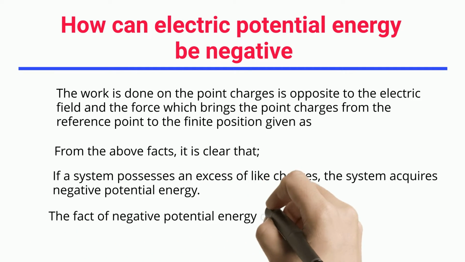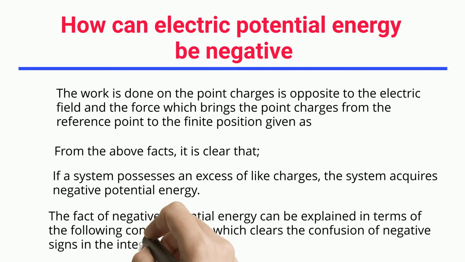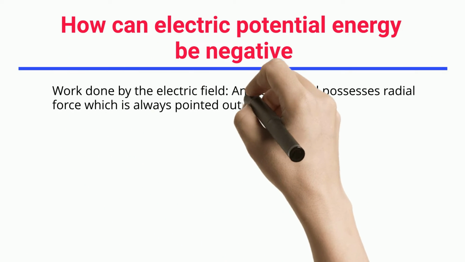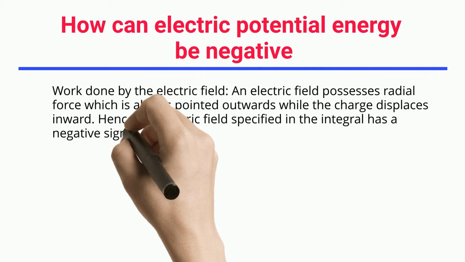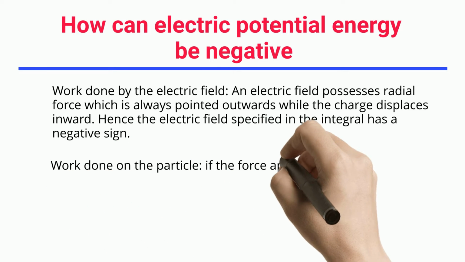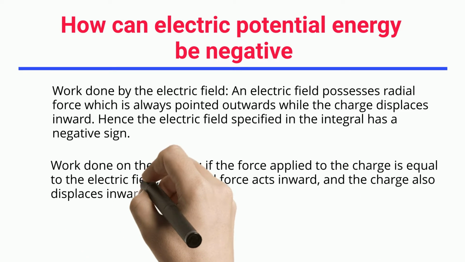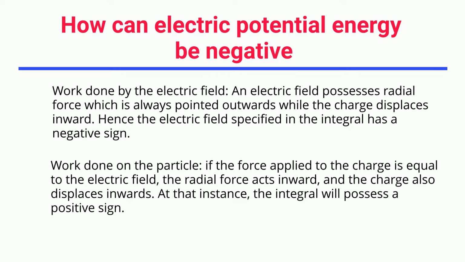The fact of negative potential energy can be explained in terms of the following consequences, which clear the confusion of negative signs in the integral. Work done by the electric field: an electric field possesses radial force, which is always pointed outwards while the charge displaces inward. Hence the electric field specified in the integral has a negative sign. Work done on the particle: if the force applied to the charge is equal to the electric field, the radial force acts inward, and the charge also displaces inwards. At that instance, the integral will possess a positive sign.